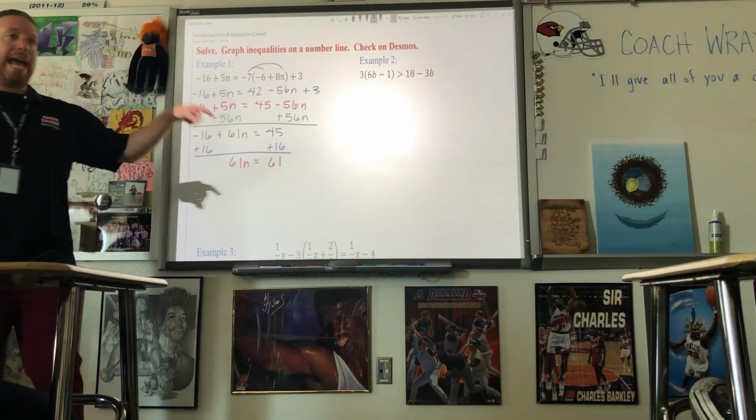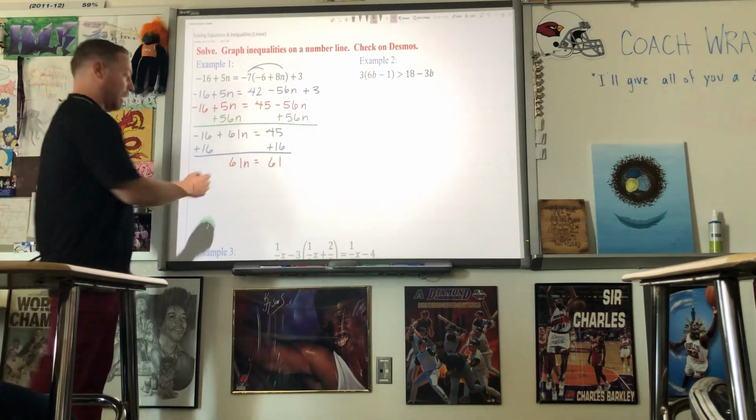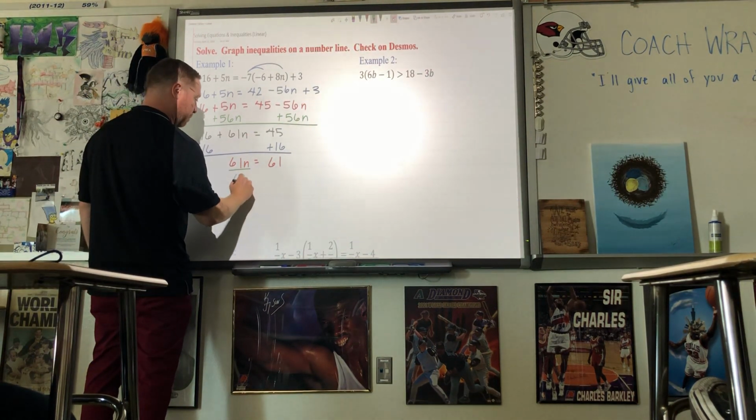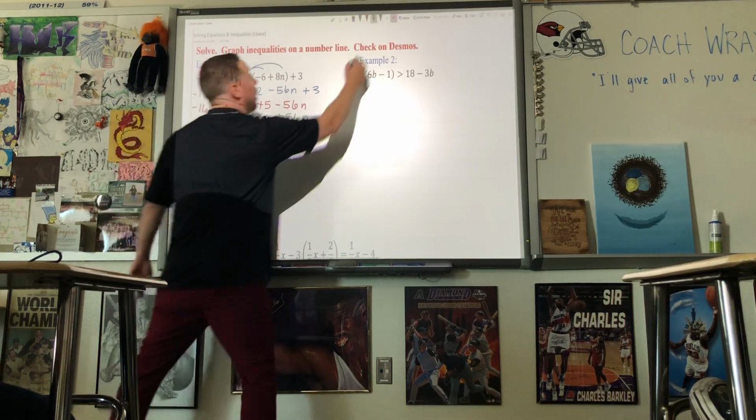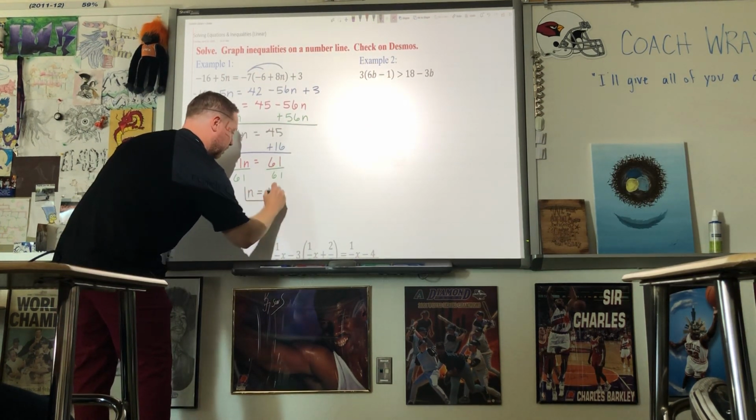All right, 61n means 61 times n. So to get rid of 61, we do the inverse. The inverse of times is divide. So I'm going to divide both sides by 61. And my final answer is n equals 1.